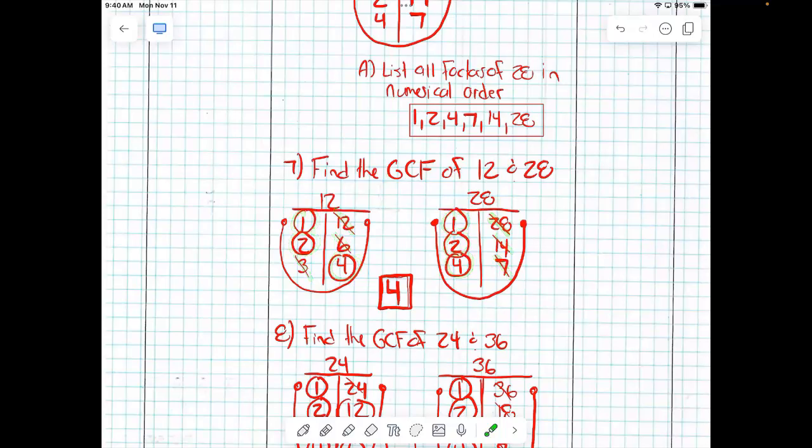So 28's too big. So the biggest number we circled was 4, so the greatest common factor of 12 and 28 is? The common factors for 12 and 28 are? Because 1, 2, and 4 are circled, yes? So we have common factors and we have greatest common factor. We good?